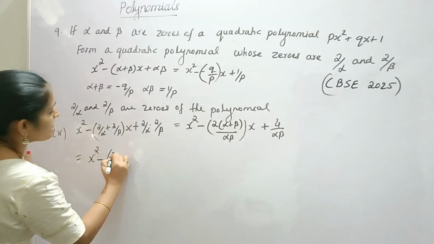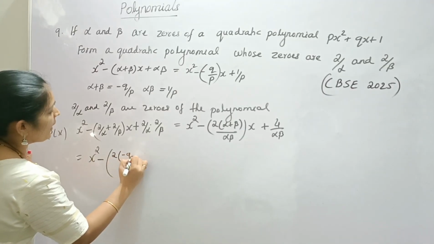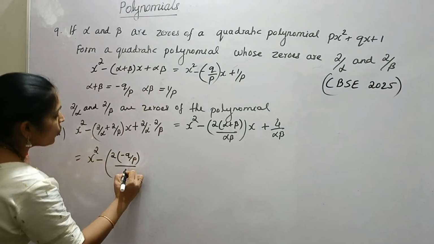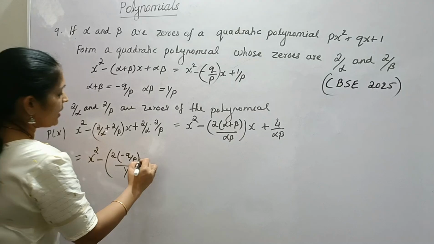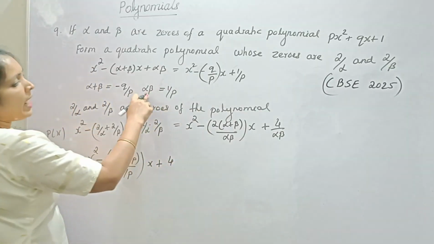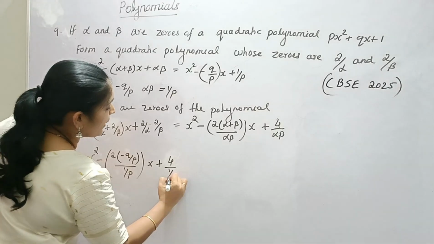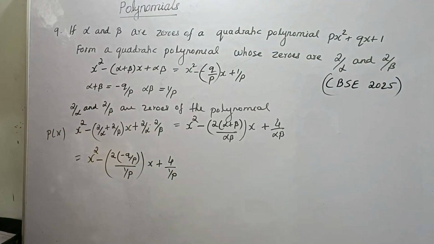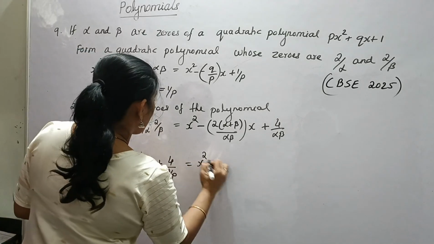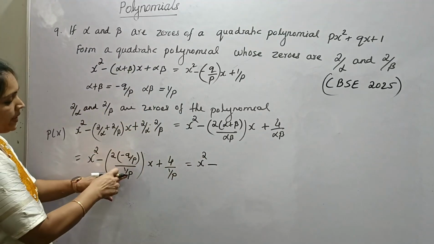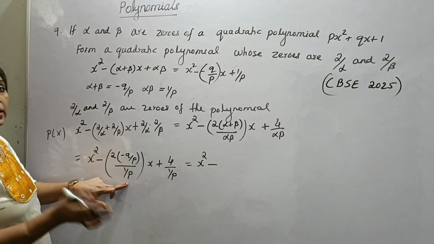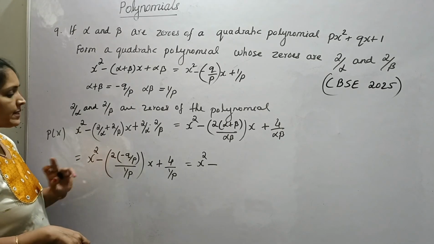2 into minus q by p divided by, what is alpha into beta? 1 by p into x plus 4 divided by alpha into beta is 1 by p. Okay, that is equal to x square minus, here p cancelled, right? Denominator p and denominator of denominator, that is cancelled.